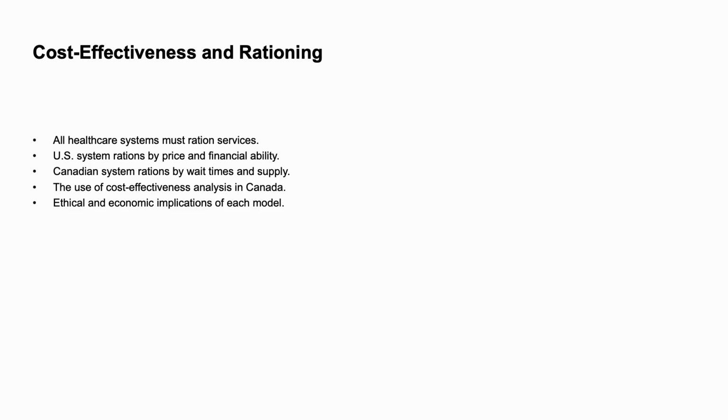However, the Canadian system also uses a more deliberate form of rationing through a process known as cost-effectiveness analysis. Before a new drug or technology is funded, it is evaluated to ensure it provides good value for the money. This ensures that public dollars are spent in a way that provides the greatest benefit to the largest number of people. This is an ethical and economic choice. The U.S. system leaves rationing to the market, while the Canadian system uses public policy to make these difficult decisions.